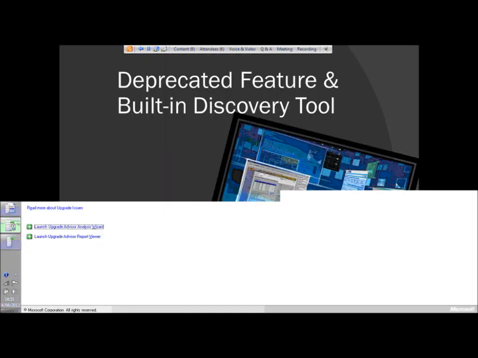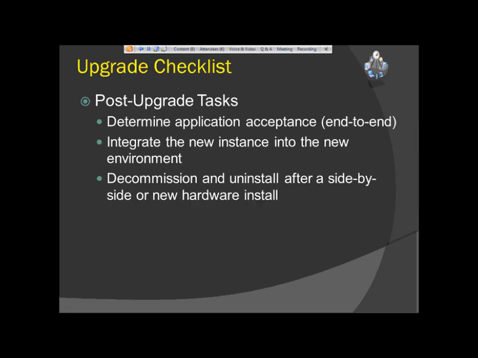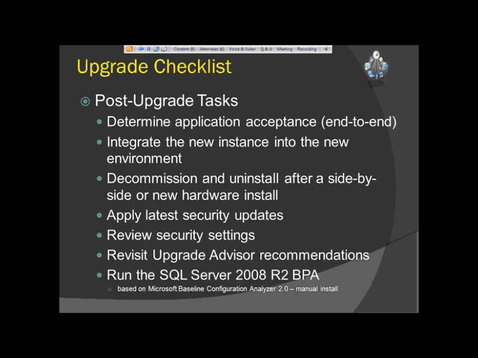Last but not least, I have a list of things to remind you about, the best practices and resources that I always stored and referred to. Again, this is a post-upgrade checklist. Determine application acceptance. When I say application acceptance, I mean end-to-end testing. Your application must be tested from end to end, from point one to complete usability. And decommission the older systems that you may not need, because sometimes they add confusion. And always go with your security update hotfixes. And revisit your upgrade advisor recommendations.